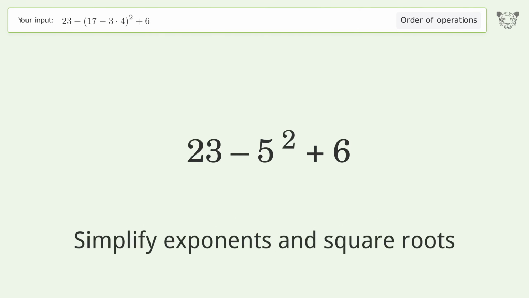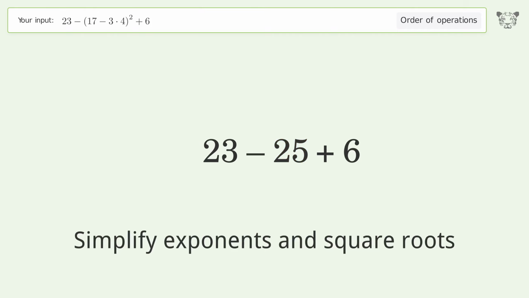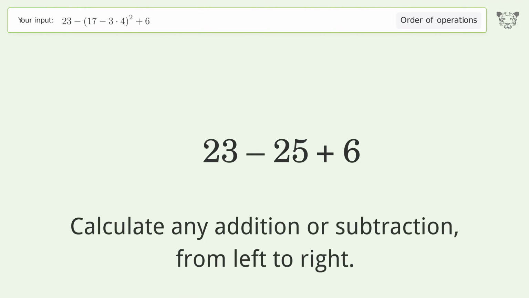Simplify exponents and square roots. 5 to the power of 2 equals 25. Calculate any addition or subtraction, from left to right. 23 minus 25 equals negative 2.